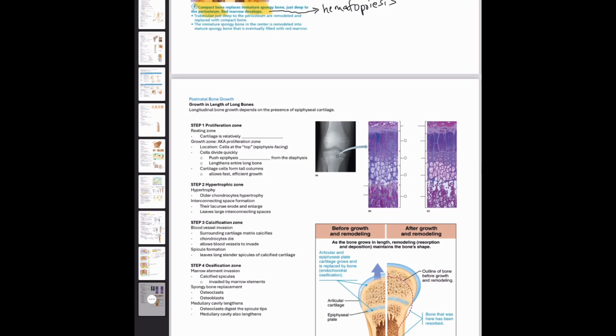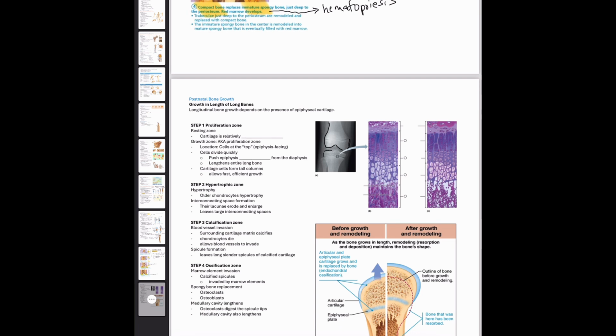What's up, guys? Let's talk about postnatal bone growth. This is a process in which we are getting the lengthening of the long bones. If we take a look at this diagram here, this is the distal end of the femur, and over here we've got the proximal end of the tibia.